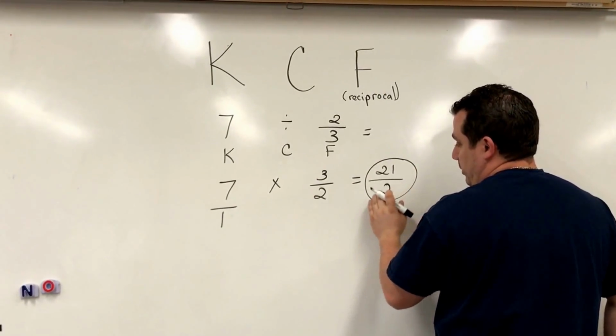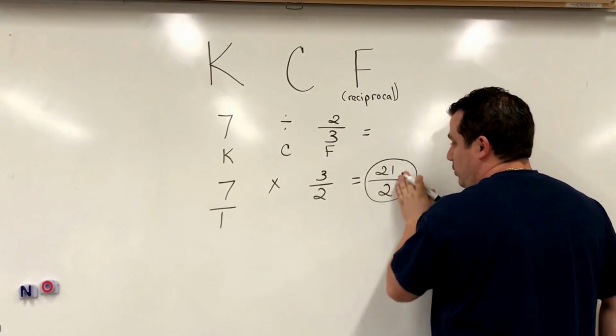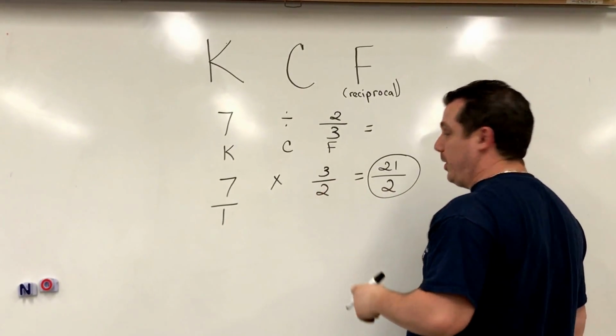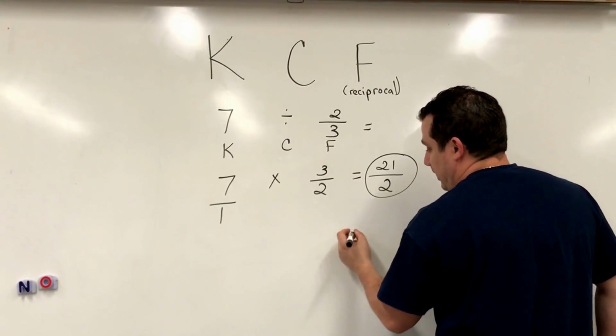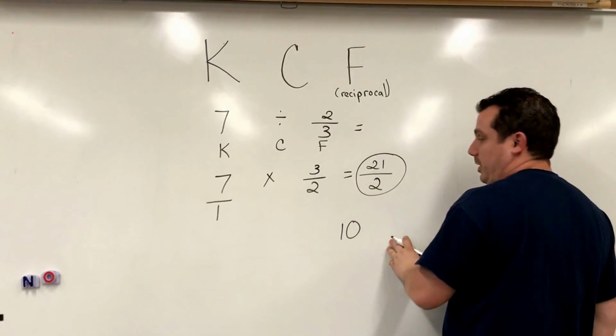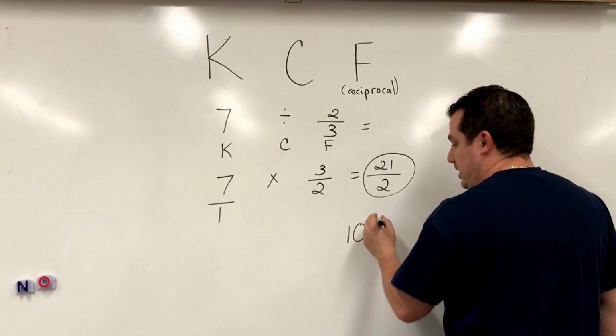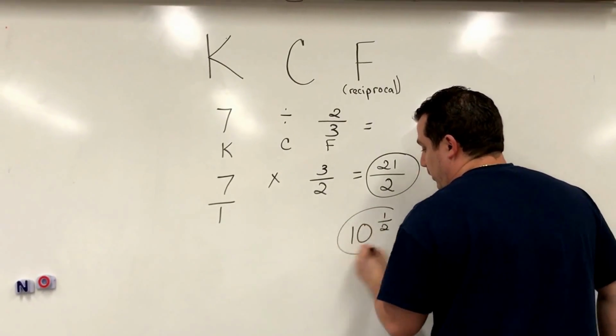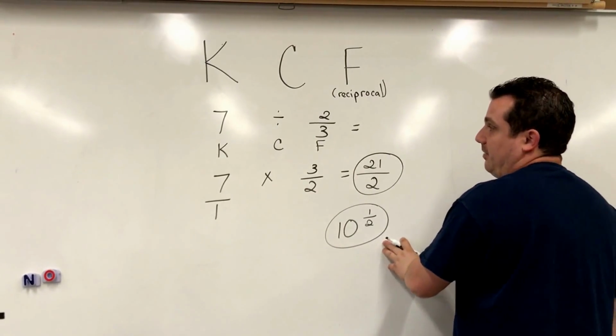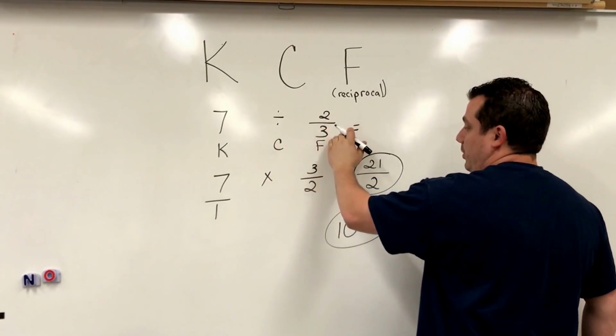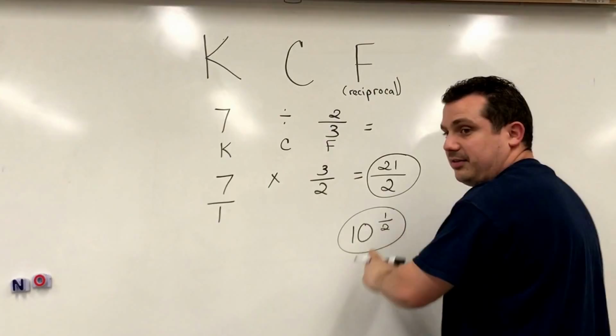So we just say to ourselves, how many times can 2 go into 21 without going over? Which would be 10 times. 2 can go into 21 10 times, which is 20, and 1 left over. So your answer would be 10 and 1/2, or 10.5. So 7 divided by 2/3 equals 10.5.